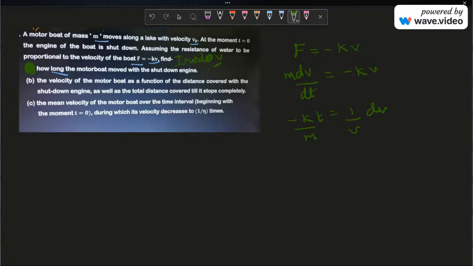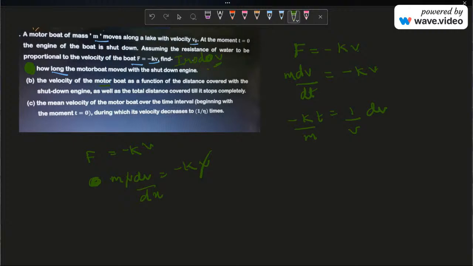The velocity of the motorboat as a function of distance. F is equal to minus kv is given. F is m into v dv by dx, equal to minus k into v. The velocity as a function of distance covered with the shutdown engine, as well as the total distance till it stops.